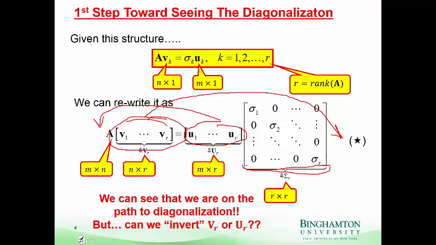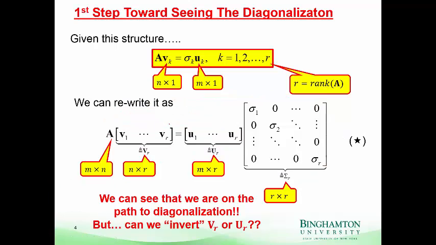Well, not in the way that we are normally used to thinking about it, right? This is an N by R matrix. This is an M by R matrix. So they are not square, and when we're usually talking about invertible matrices, we're talking about square matrices. So that's a little stumbling block here that we have to overcome.